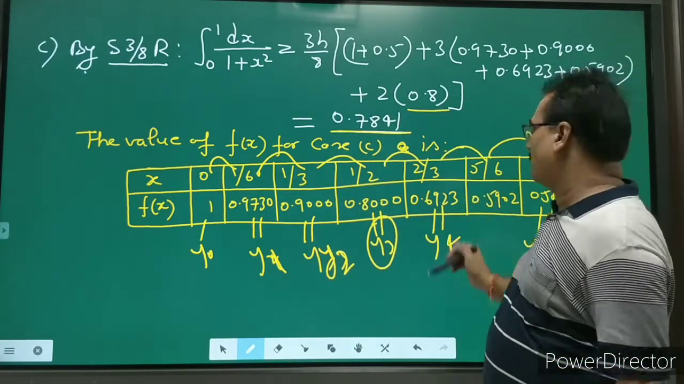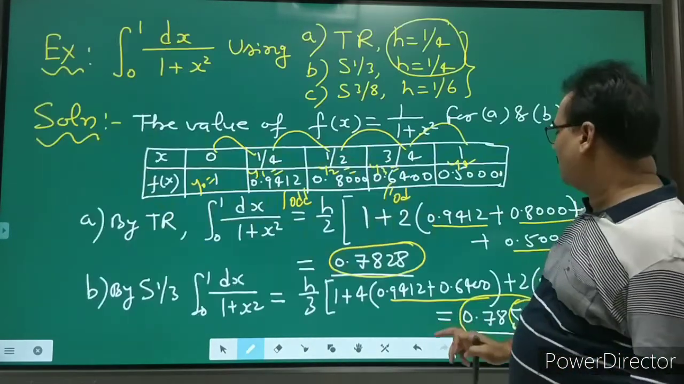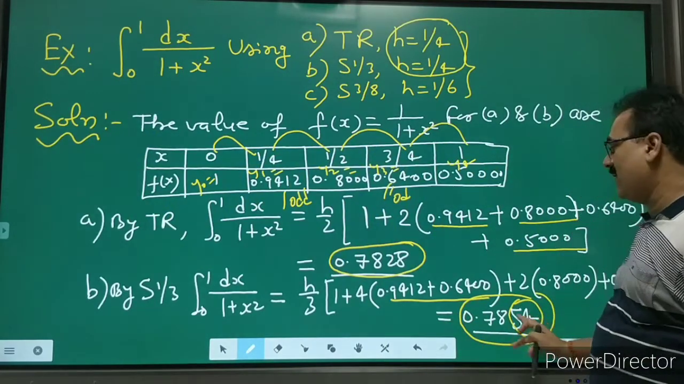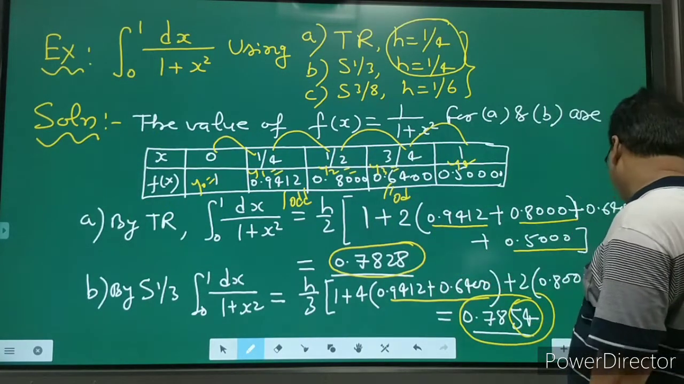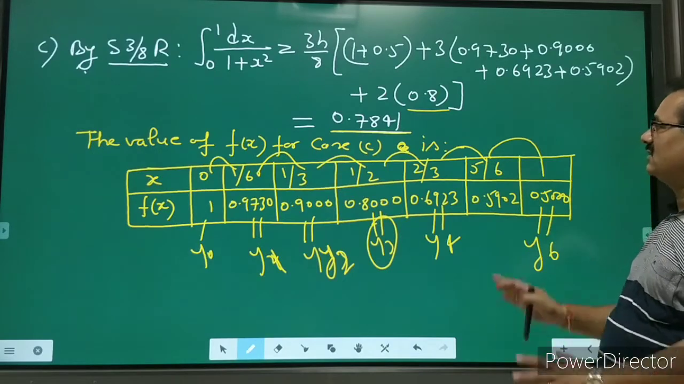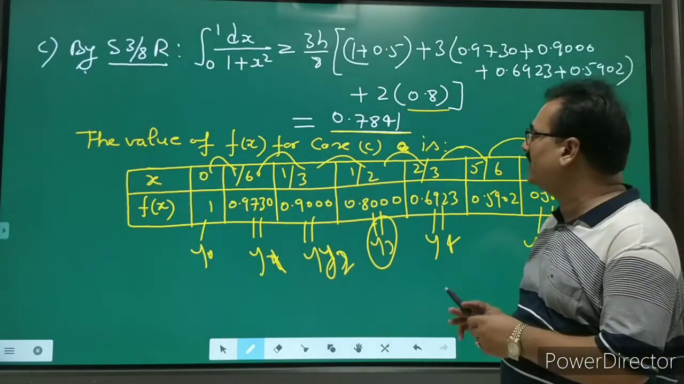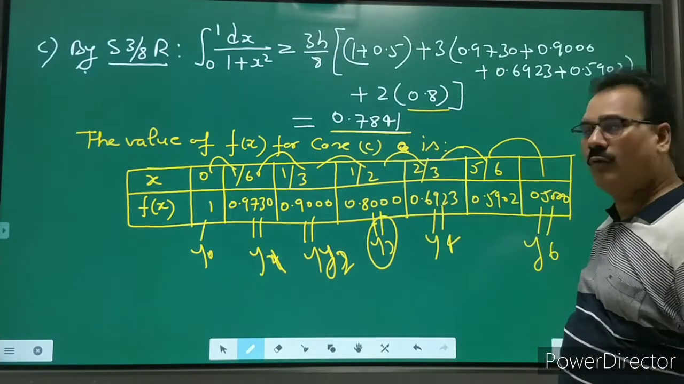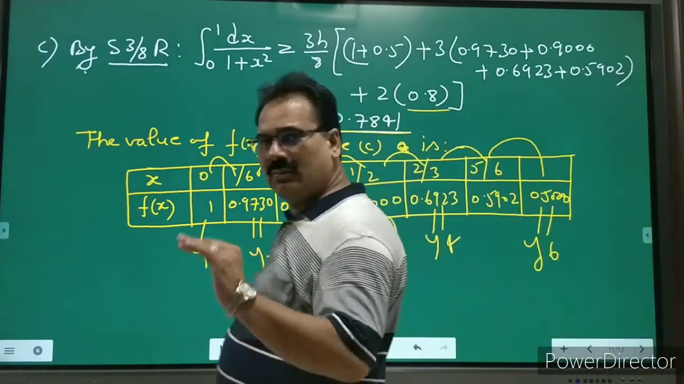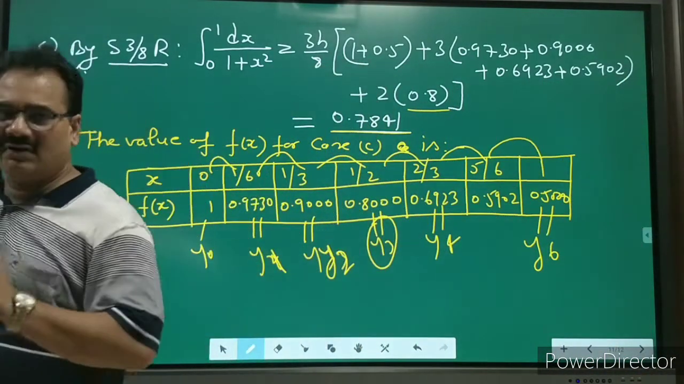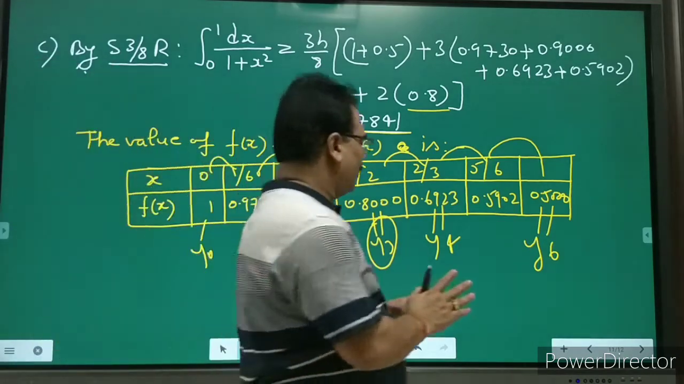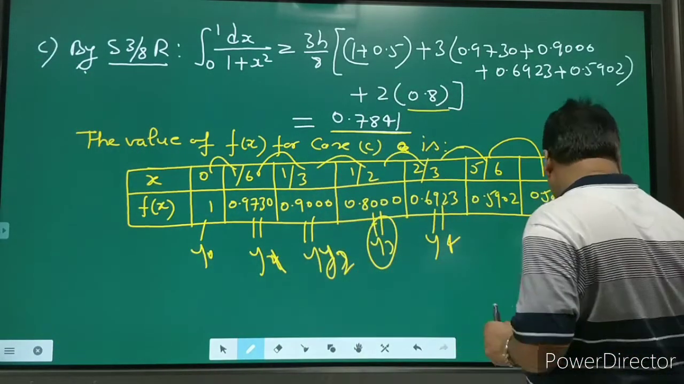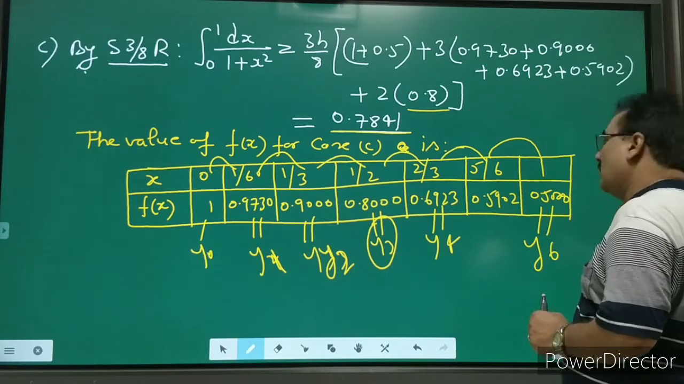Just imagine what the difference is. Here the results are 0.7854, 0.7828, and in the last, by just changing the spacing and by changing the rule, you will get 0.7841. The problem was one, but the answer differs due to the technique and the spacing. Okay. So in this way you have learned how to use this formula.